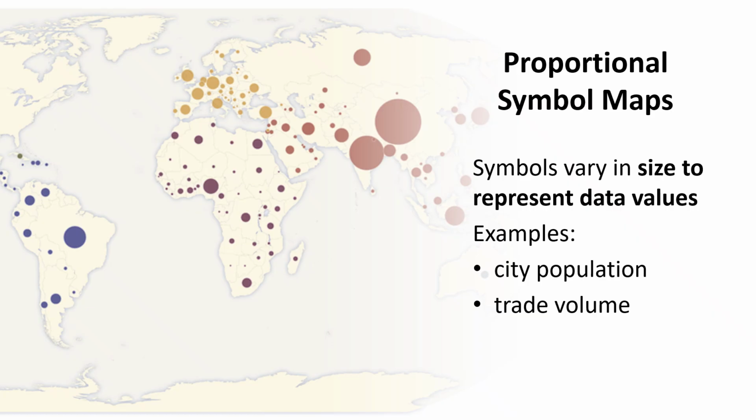Proportional symbol maps give value differences. Symbols may vary in size to represent data values. The bigger the symbols, the greater the value. Examples: city populations. Larger cities would have bigger symbols. Trade volume of products or resources that countries make, grow, dig, or buy can be shown. And you can have multiple products on one map.